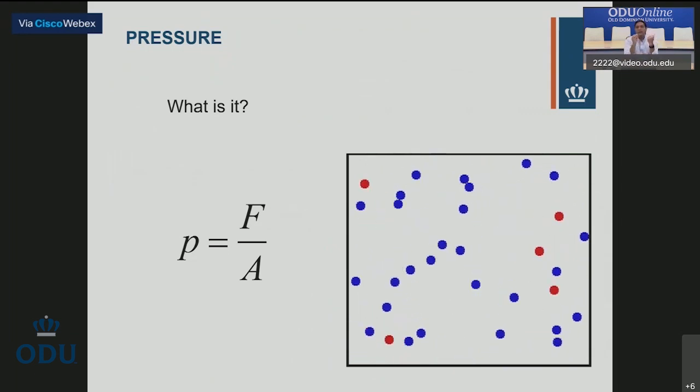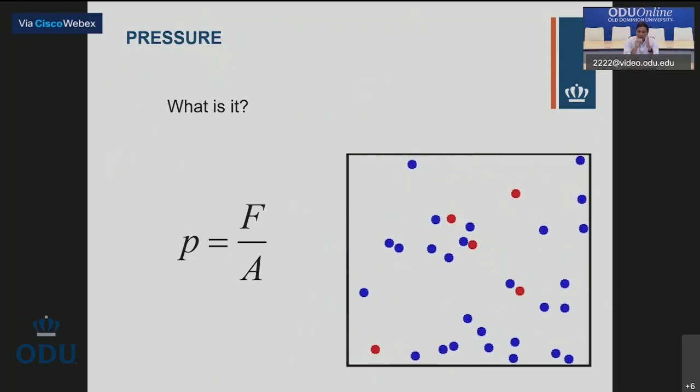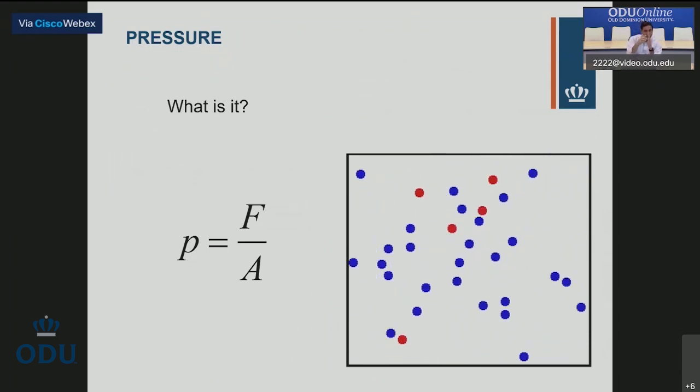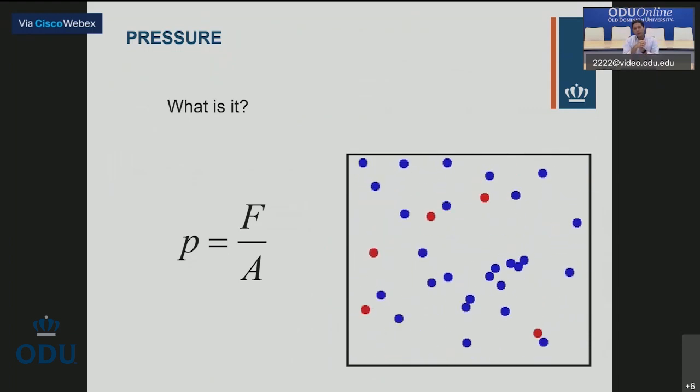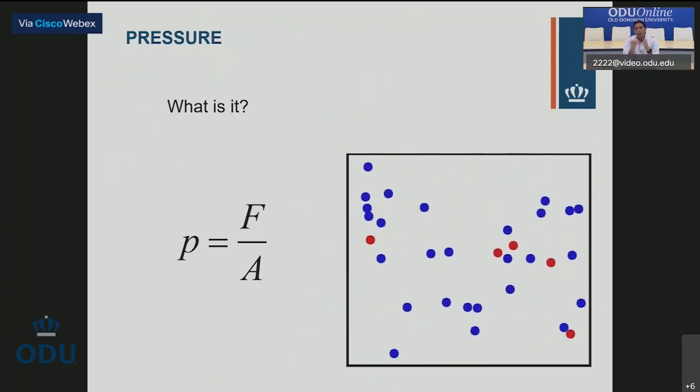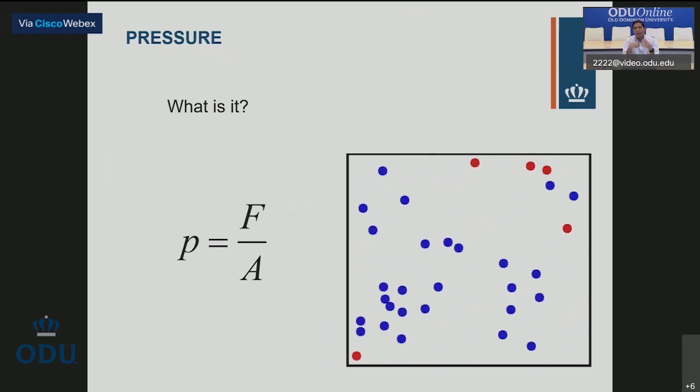So pressure is the amount of collision, right? It's the amount of collision of those molecules you see on the screen right now. The higher the rate of collision, the more collisions I have per unit time, the higher the pressure is.